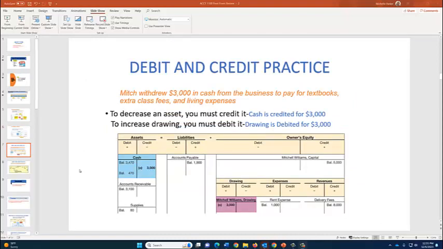Next, you'll be given a financial transaction, and you will need to determine the account to be debited and the account to be credited. Mitchell withdrew $3,000 in cash from the business to pay for his textbooks, extra class fees, and living expenses. When an owner takes an asset out of the business, the drawing account is debited and the asset account is credited. And the asset that he took out in this case was cash. So cash is decreased with a credit, and drawing is increased with a debit.